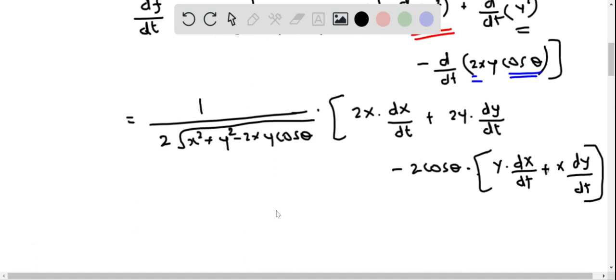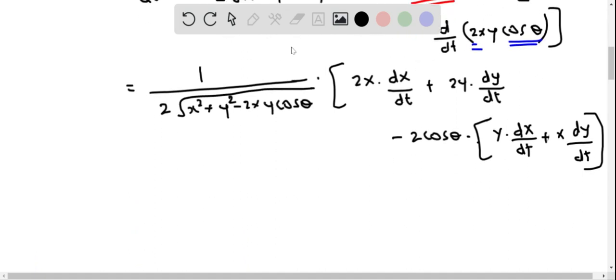Now let's continue. So we can see that we have this 2 over here, as well as we have 2 in all the terms. That is, we have 2 here, we have 2 here, as well as we have 2 here, which means we can factor out the 2 out of this bracket, and we can cancel it with this 2. So these 2s get cancelled. So therefore I can remove these 2s.